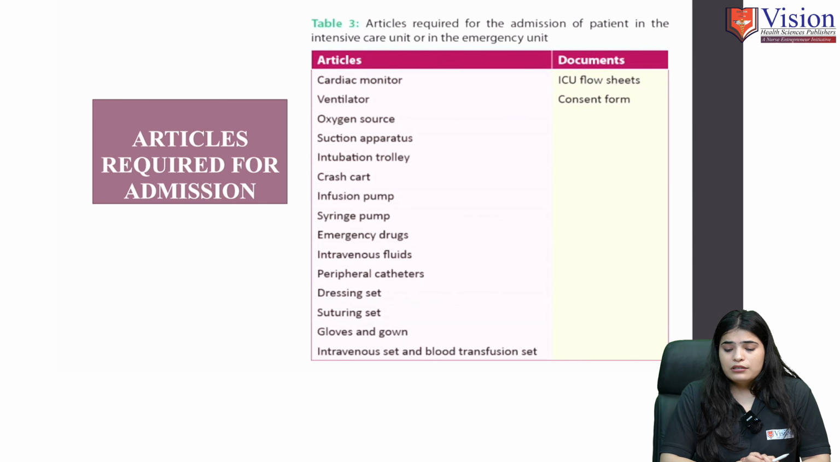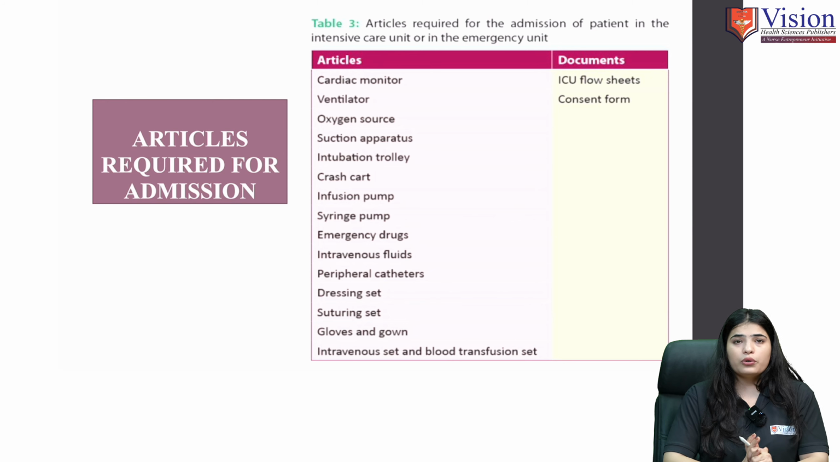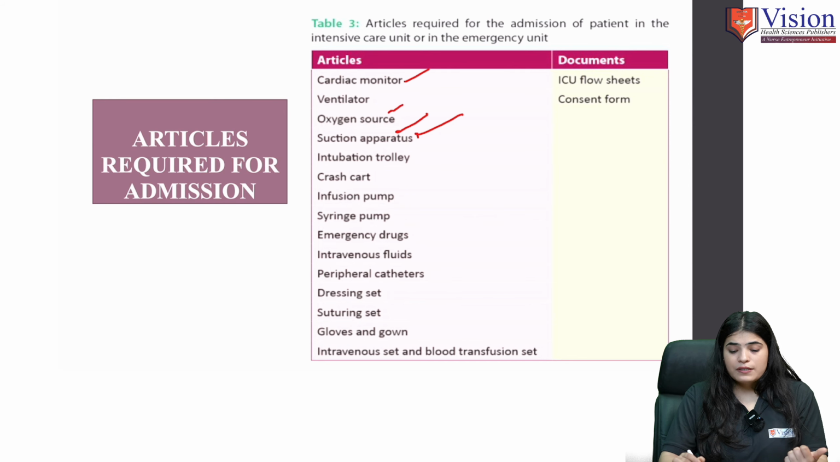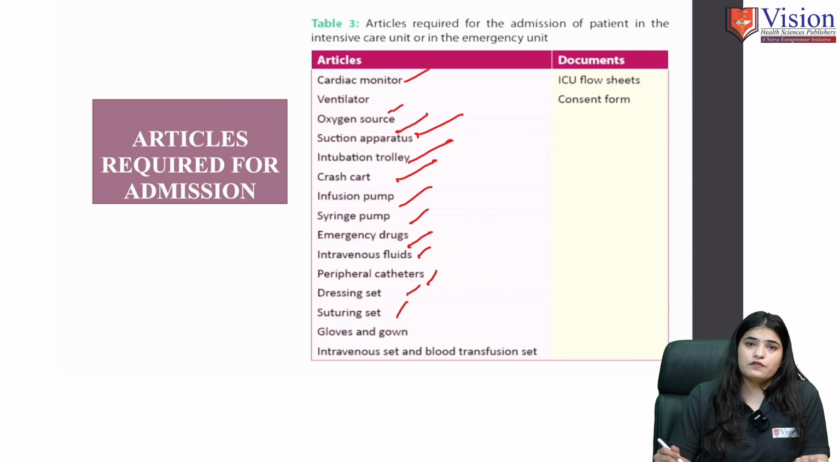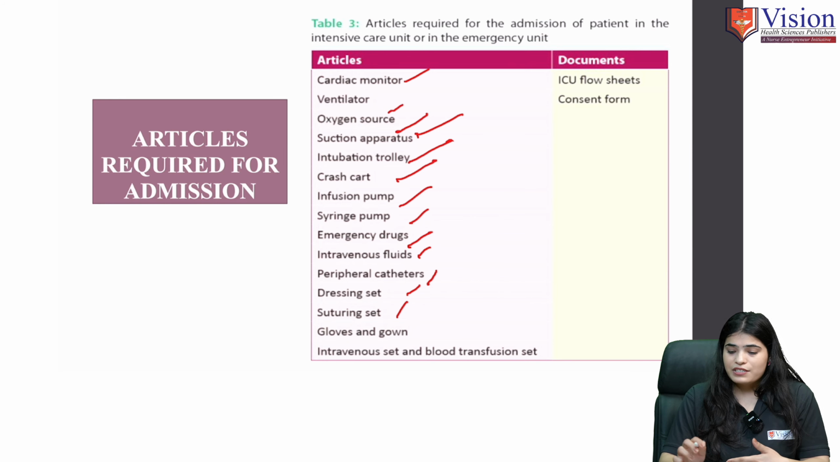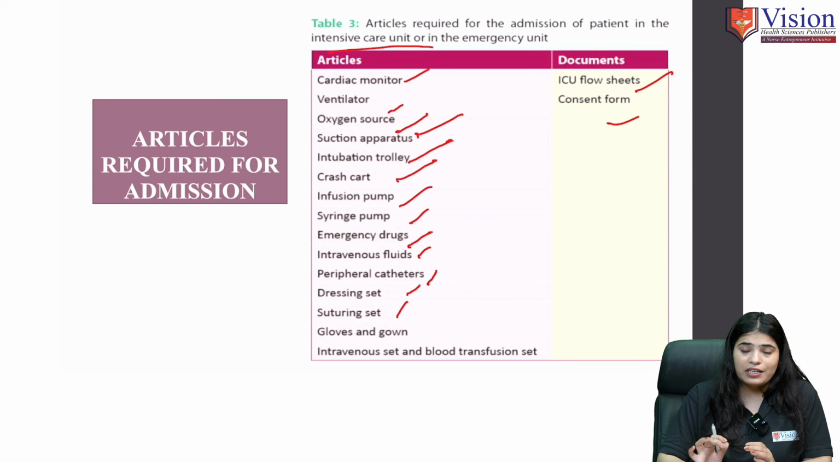Other than that, what are the articles or the documents required in the ICU? When the patient is admitted in the ICU, there should be a cardiac monitor, ventilators, oxygen source, suction apparatus, intubation trolleys, crash cart, infusion pump, syringe pump, emergency drugs, intravenous fluids, peripheral catheters, dressing sets, suture sets, gloves and gown, and intravenous sets for blood transfusion, because the patient is being admitted in the ICU. And the next thing is documents. ICU flow sheets and the consent form should be there in the file.